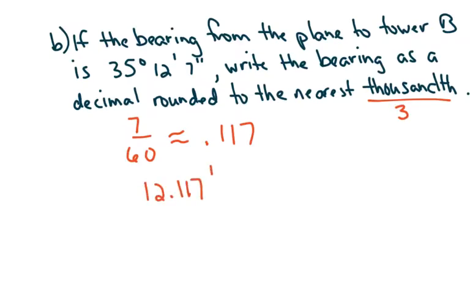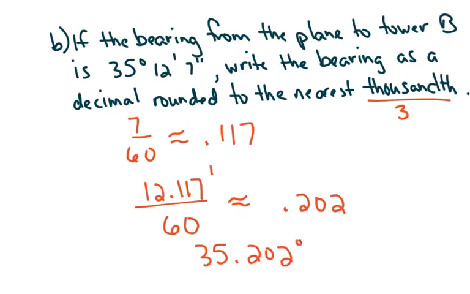So now that means it's 12.117 minutes. Well, now we have to take those minutes and change it into degrees. So now we're going to take that and divide it by 60. And when I do, I'm going to get approximately 0.202. So the final answer is going to be 35.202 degrees.